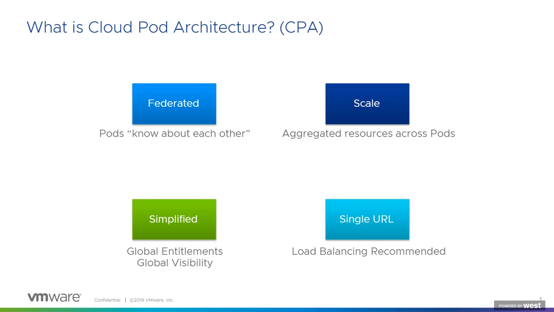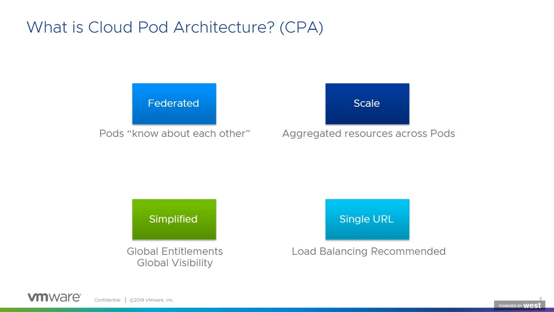The first is federated. And what that means is the pods that are in the CPA federation know about each other, right? So this is essentially a technology for federating and scaling up a Horizon 7 deployment. The second concept is around scale. So when you group a bunch of Horizon 7 pods together, you can actually get to greater scale. In fact, that's what a lot of large customers, when they deploy CPA on-prem, that's their purpose, which is to actually scale beyond just 10,000 desktops.